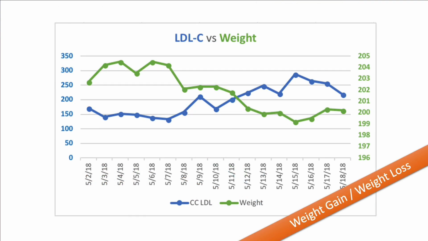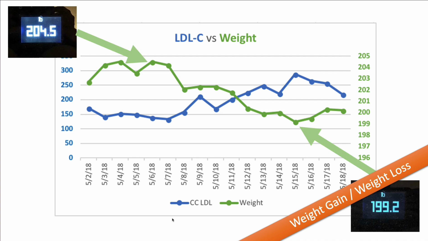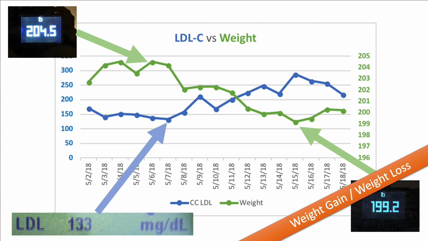This is from my weight gain, weight loss experiment. You can see another inversion pattern between what's picked up by my Cardio Check LDL and my weight. And sure enough, at my peak, I was at 204.5 pounds. And at my nadir, I was 199.2. My bottom at LDL of 133 was just before I switched over to a ketogenic diet.